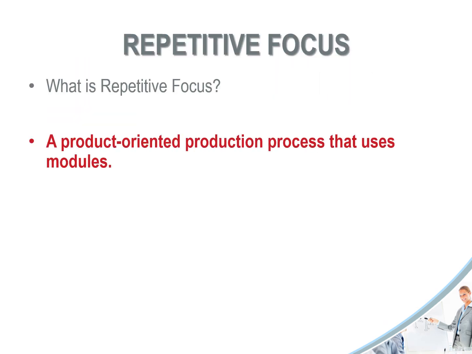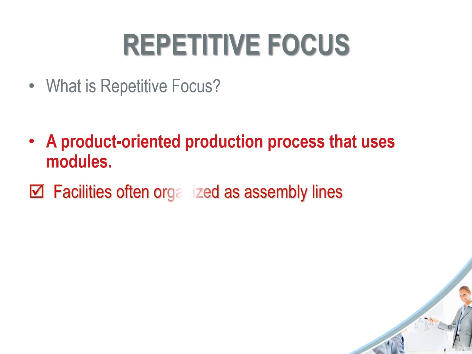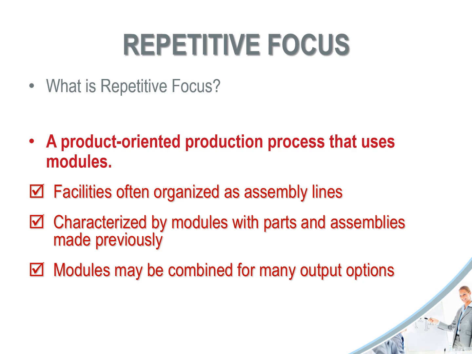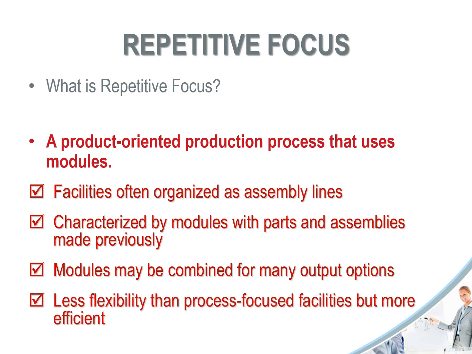Repetitive focus is a product-oriented production process that uses modules. Facilities are often organized as assembly lines. It's characterized by modules with parts and assemblies made previously. Or the modules may be purchased from an outside supplier and brought into the facility. Modules may be combined for many output options. And unfortunately, it's less flexible than process-focused facilities, but it is more efficient.